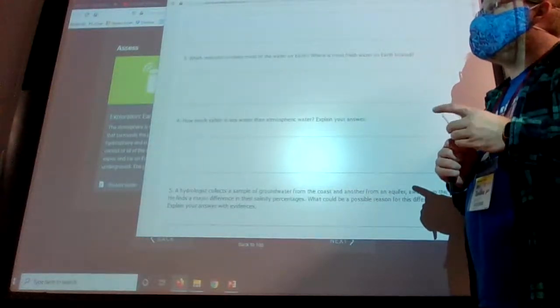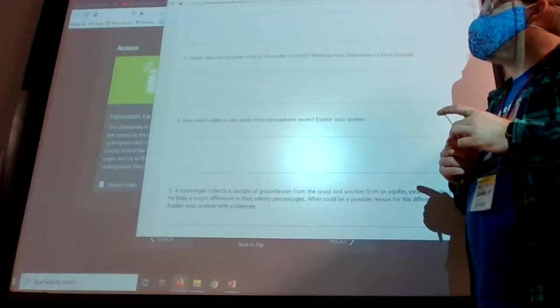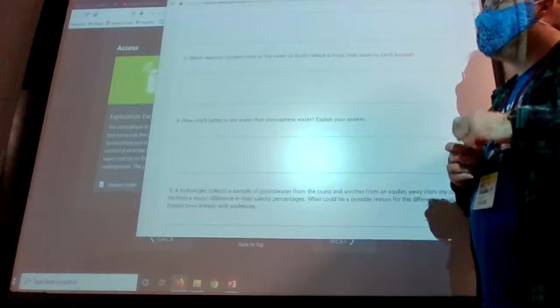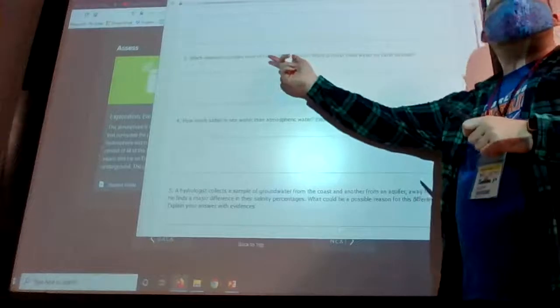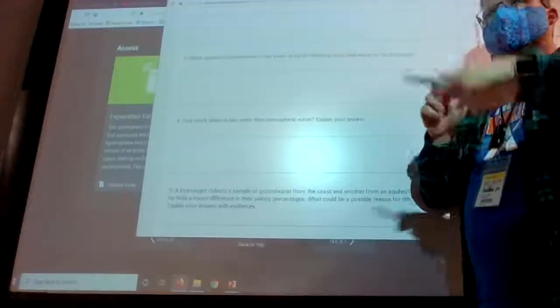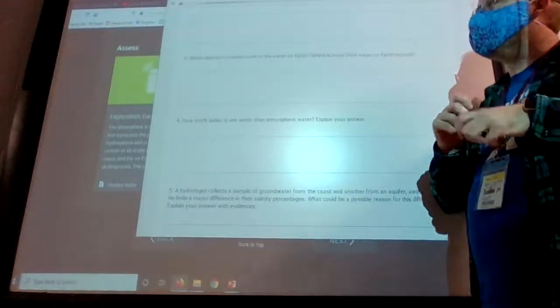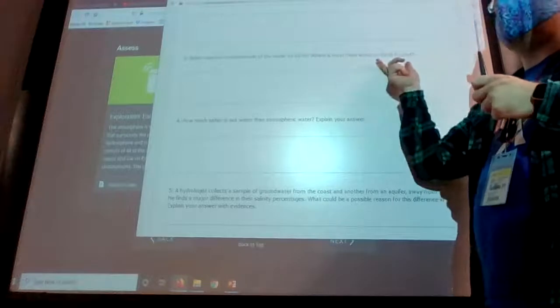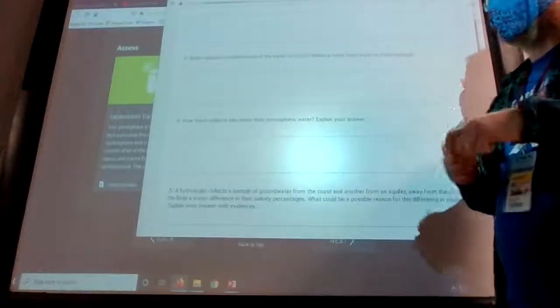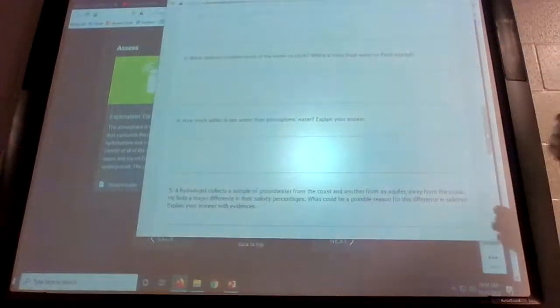Which reservoir contains most of the water on Earth? Where is the most fresh water on Earth located? What contains most of the water on Earth? The oceans. You said it was like 97% yesterday? Yeah, 97% is in the ocean. Out of fresh water, where is most of the fresh water on Earth? Lakes and rivers.